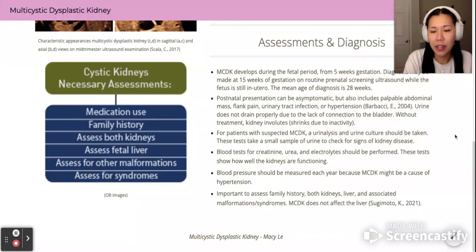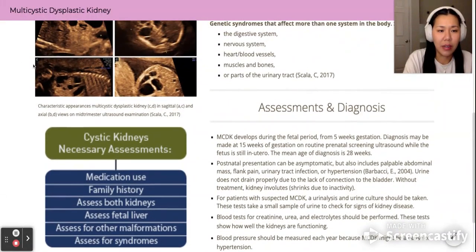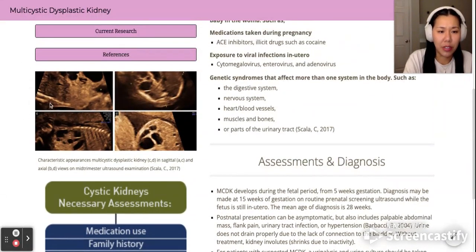And then more tests that can be done in office are a urinalysis and urine culture. These urine tests take a small sample of the urine to check for signs of kidney disease, as well as certain blood tests. And here we see one of the ultrasounds, the prenatal mid-trimester ultrasound, where you can see the different views and the cysts in the area.